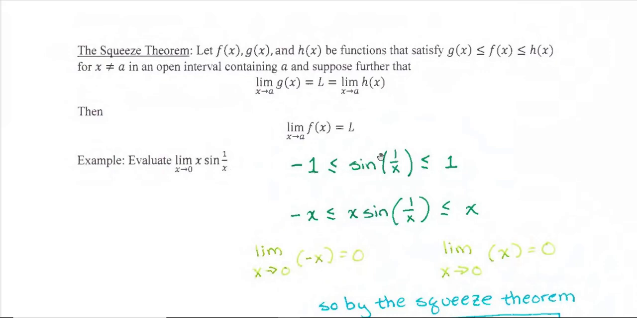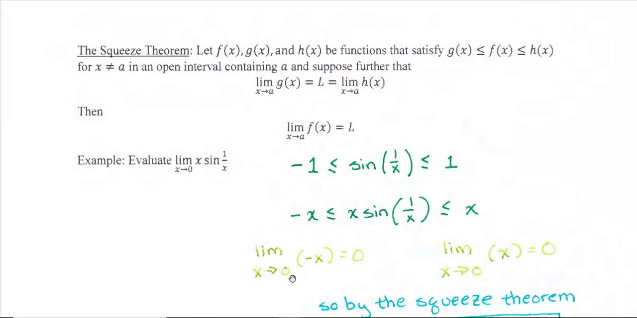So we can start off by saying no matter what we put inside here for 1 over x, the sine of it is always going to be between -1 and 1. So -1 is always going to be less than or equal to the sine of 1 over x, which is always going to be less than or equal to 1. Well, that doesn't help us because we've got this extra x here. So let's multiply x to this entire inequality, right? So -1 times x gives us -x, x times the sine of 1 over x, and then x times 1 would give us x here.